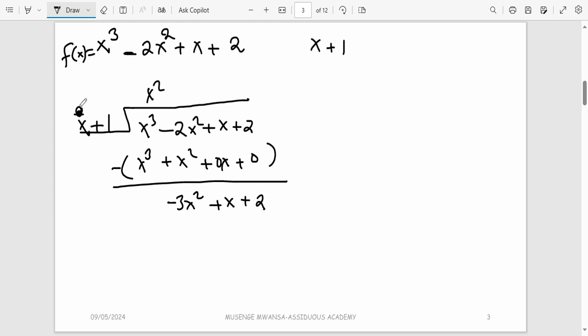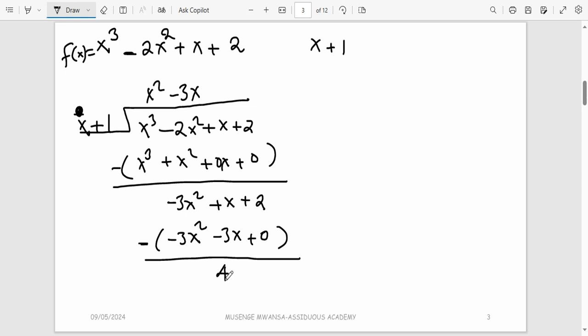And then again, get the same x here. You divide into the highest power down here, negative 3x squared. We are going to get only negative 3x. This negative 3x multiplied with the x is going to give you negative 3x squared. And then the same negative 3x multiplied by 1 is going to give you negative 3x. Just put a 0 here so that you balance all the terms. And then again, subtract. Negative 3x squared minus negative 3x squared is a 0. X minus negative 3x is a positive 4x. 2 minus 0 is a positive 2.